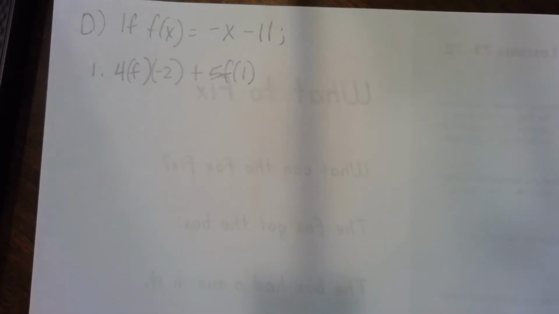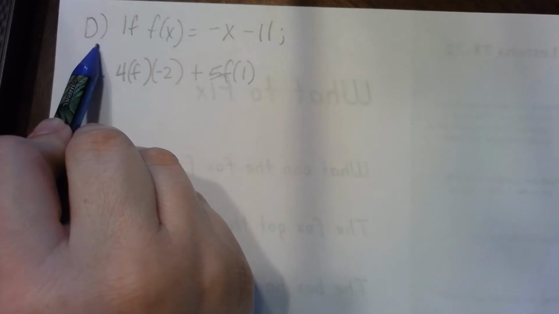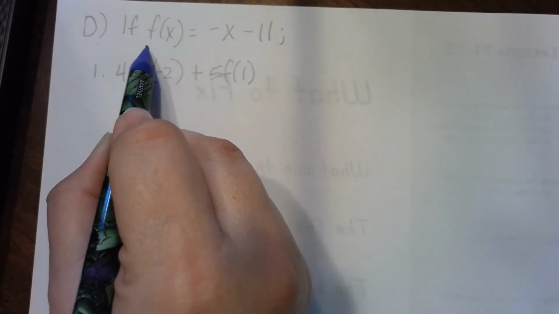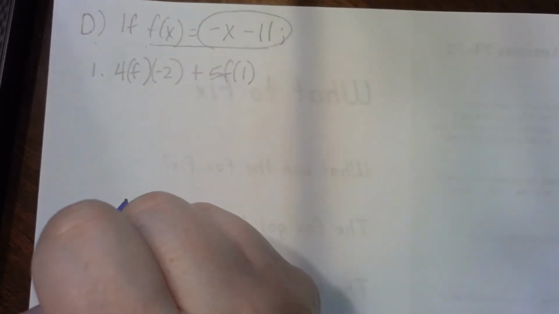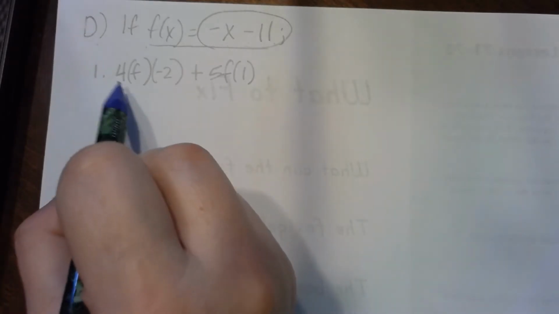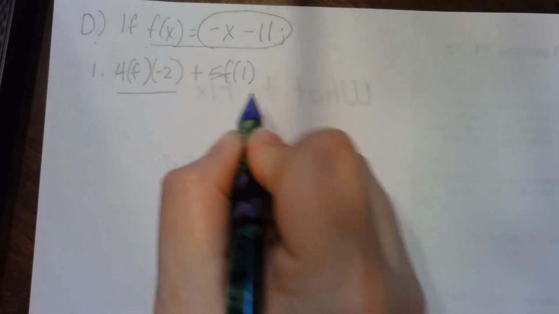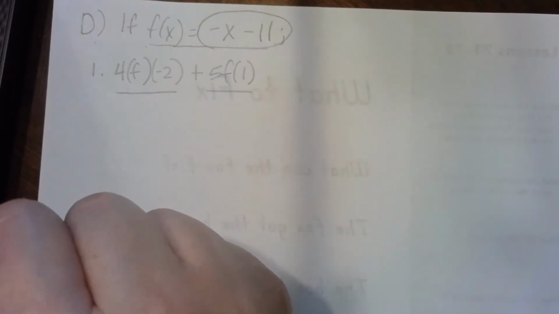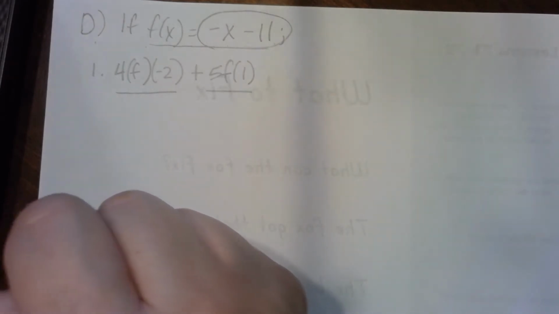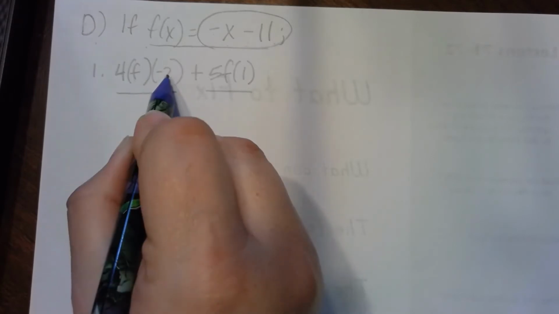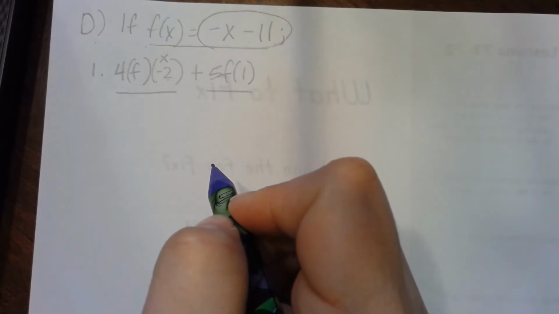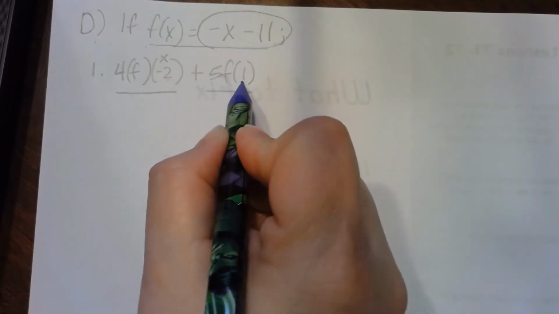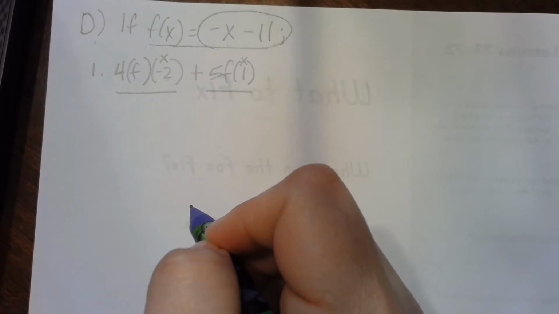So first thing that we want to do is we notice on the instructions, they give us f of x equals negative x minus 11. So they're acknowledging that this is x. Now, in question number 1, they've given us two separate equations. This is saying 4f of negative 2, so negative 2 is x, plus 5f of 1, so 1 is x.